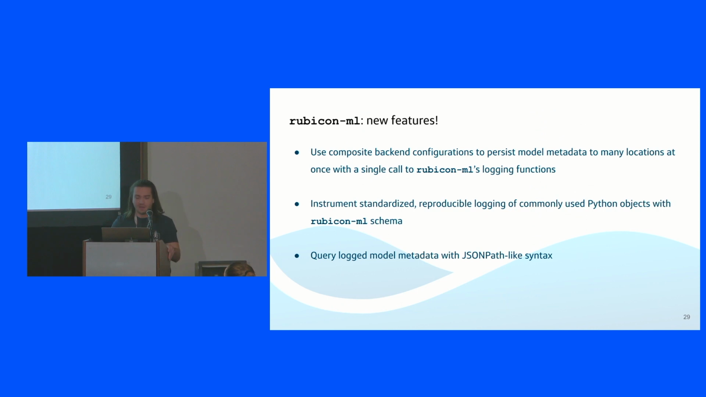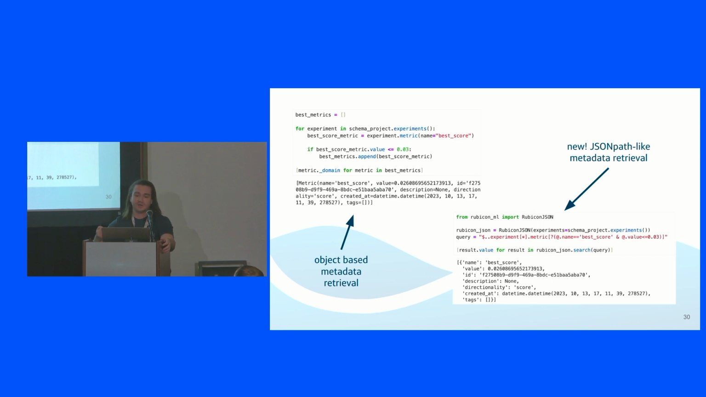All right, and finally, one of the last new features that we have here is for querying logged model metadata with a JSON path-like syntax. In the most core way, if you're familiar with Python, you can interface with Rubicon like how you're doing in the top left here. You can retrieve your experiments, metrics, etc., and just access the attributes of them that define things like names and values. So this is generally how other software developers that are implementing Rubicon would do it.